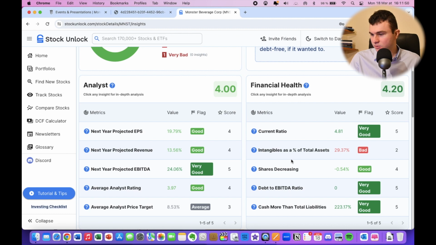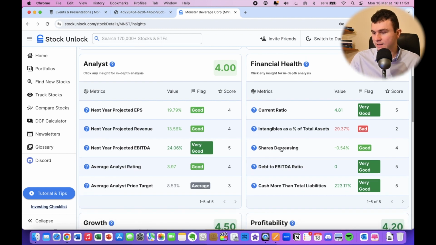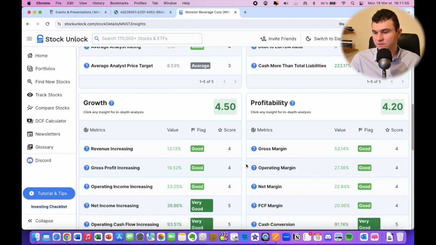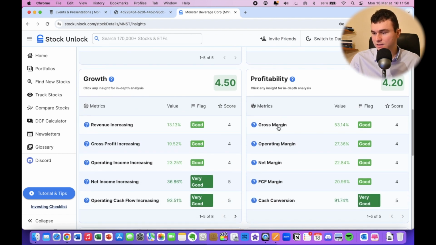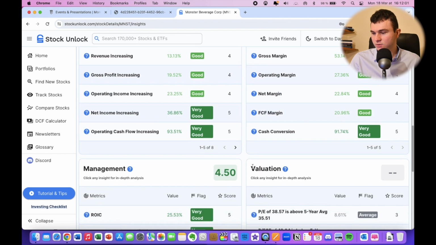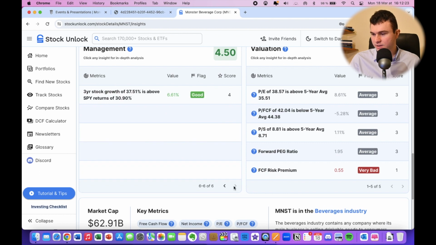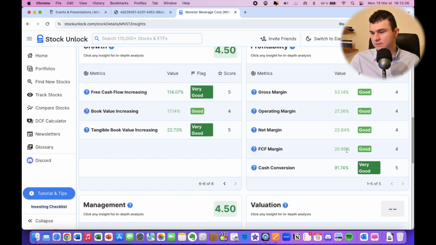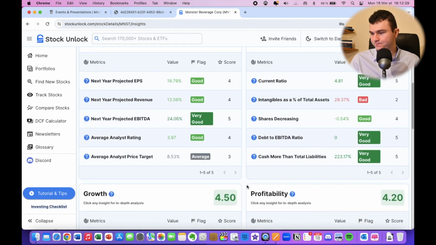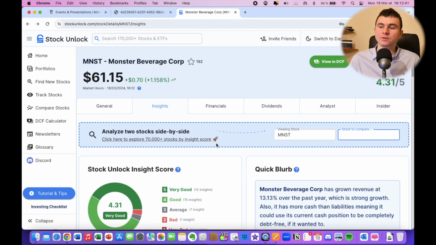Very good, everything. No debt, shares decreasing, some buybacks effectively, revenue increasing, profit increasing, gross margins good. Valuation, okay, they consider valuation as average. And indeed, there is a very bad insight, which is the free cash flow risk premium. So that means that valuation is high. Return on invested capital, very good. Okay. If I look at here, very good, everything. So from this tab, you can conclude that Monster Beverage is a very good business.